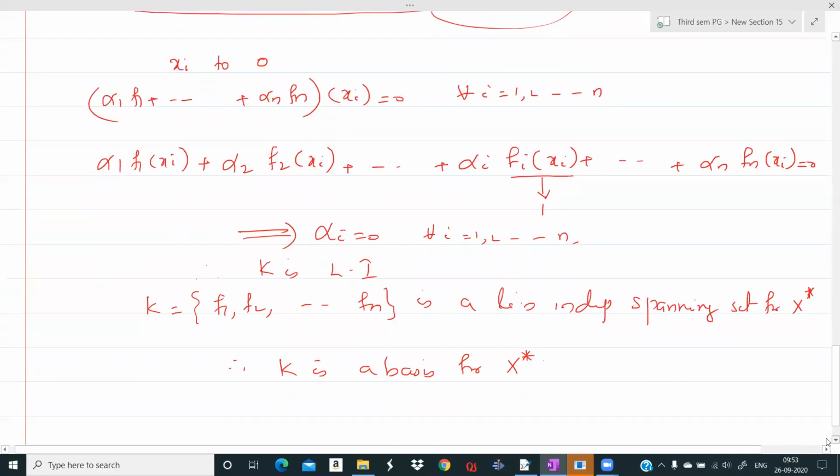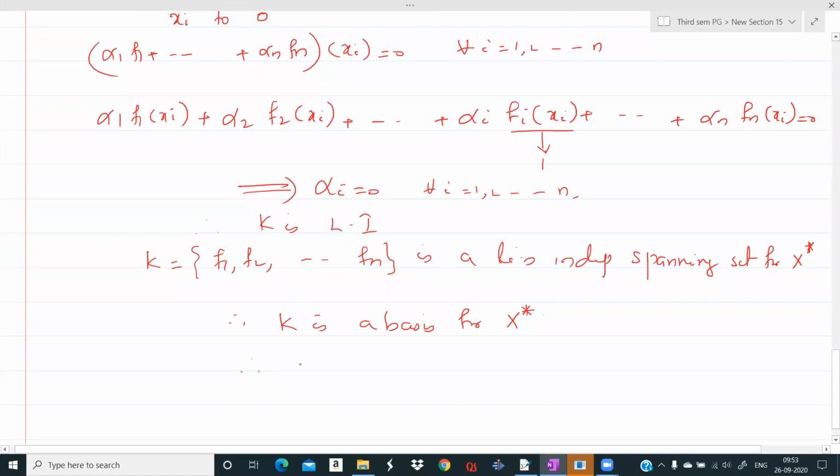And that completes the theorem, because in this case, dimension of X star is equal to n, the number of elements in this basis, and that is equal to dimension of X. That is the theorem.